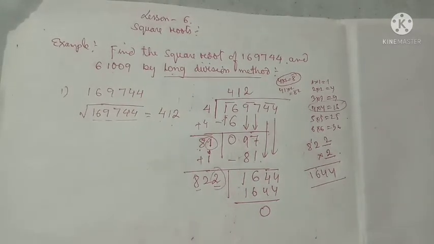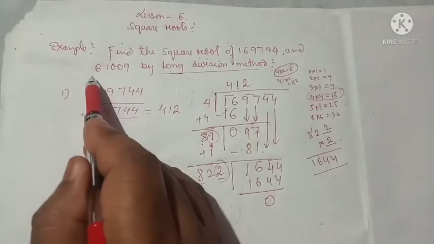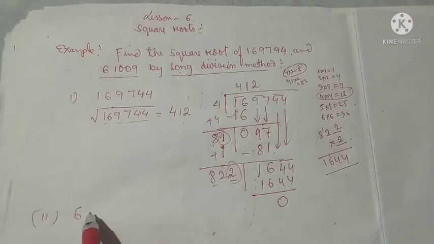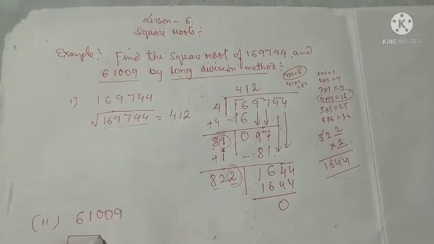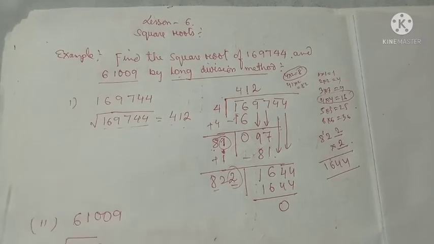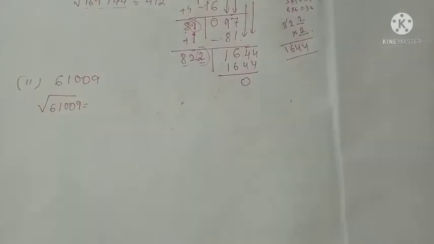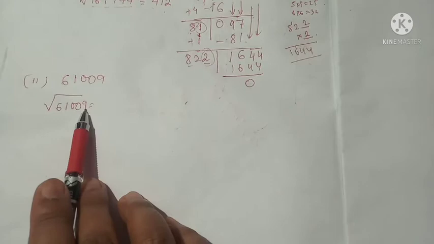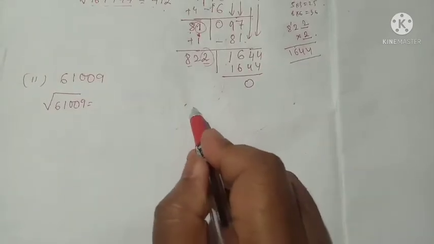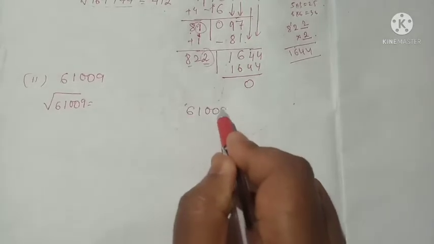And another example, this is about this number. Let's see what the square root of 61,009 will be. That means 61,009. Let's see the example for this. First, let's see how many digits are there in the number: 1, 2, 3, 4 and 5. 61,009.